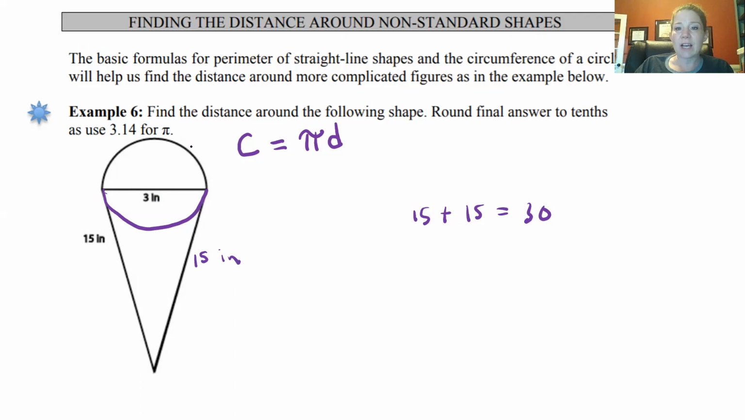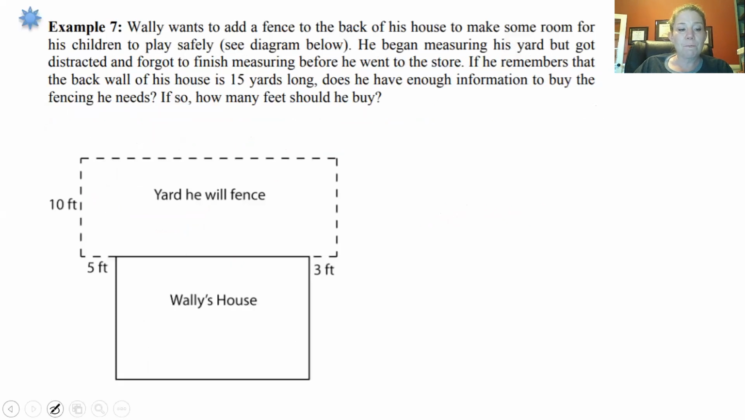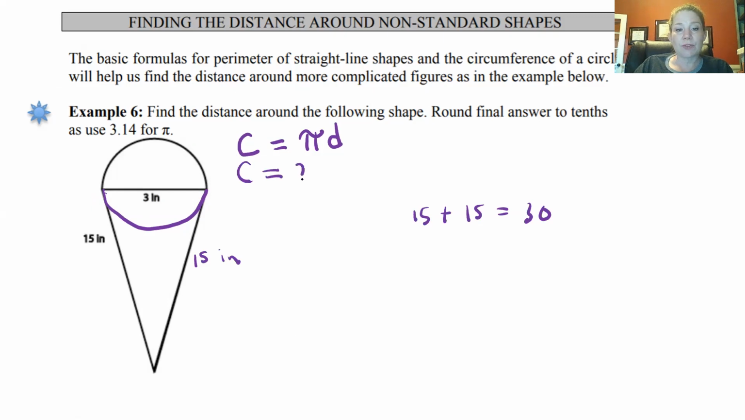All right, so it tells us to use 3.14 for pi. So we're going to multiply circumference times 3.14. Circumference equals 3.14 times the diameter. But since this is half a circle, I'm going to divide our answer by 2. So I'm going to multiply 3.14 times 3, which is 9.42 for a whole circle, and then we're going to half it. So 9.42 divided by 2 is 4.71.